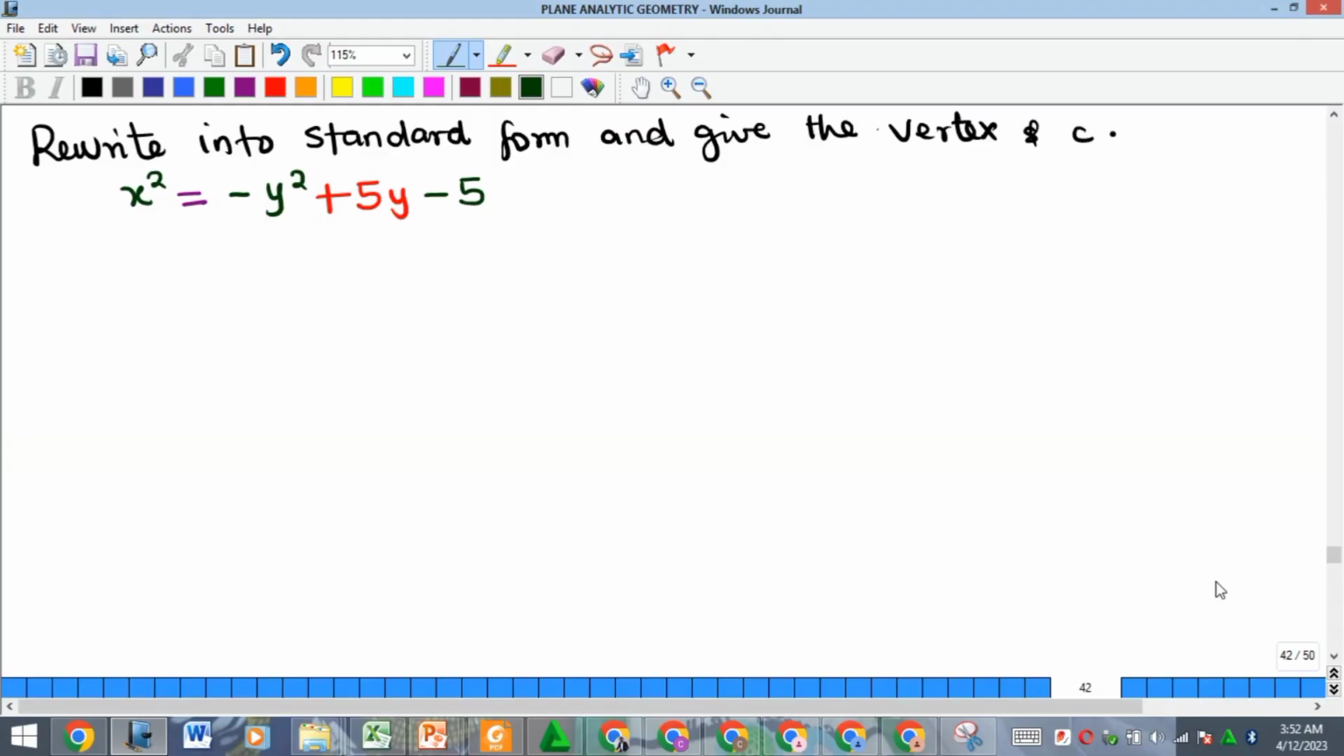Hi everyone. So in this video we want to see another example on how to transform a general parabola equation into the standard form and then be able to find the vertex, the c and any other thing that is required.